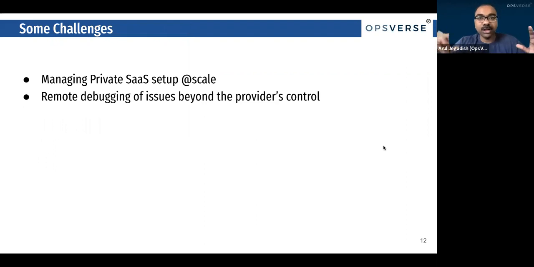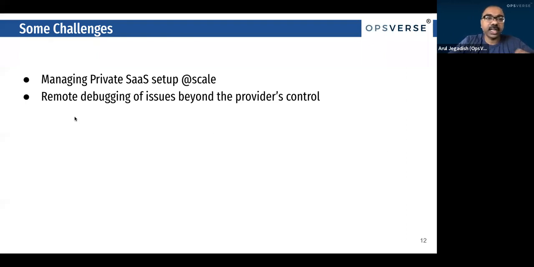So we talked about all the goodness of private SaaS. Now, are there any challenges around offering a private SaaS model? First of all, it's not easy to manage a private SaaS setup at scale. You really need a robust remote deployment framework. You need a way to run hundreds of single tenant instances in a scalable, reliable manner.